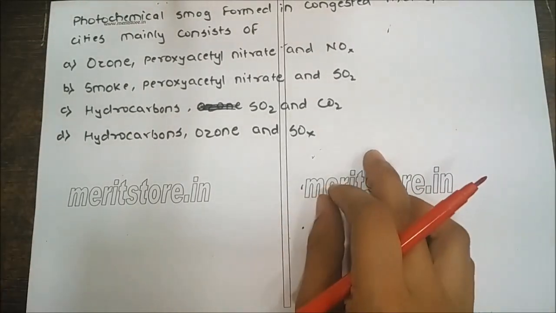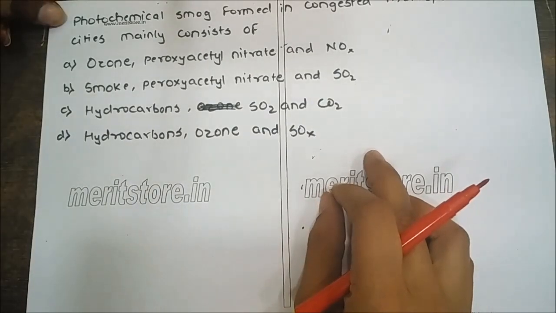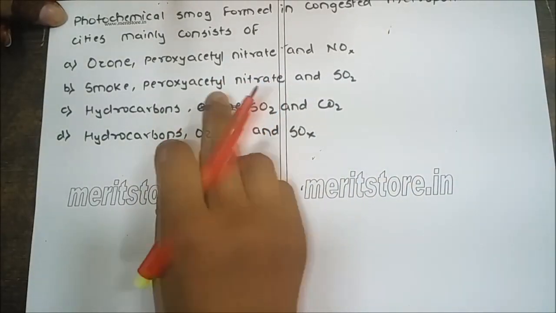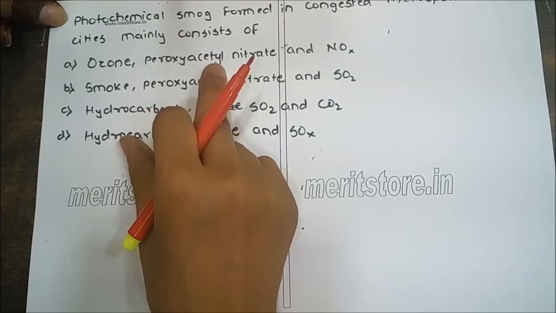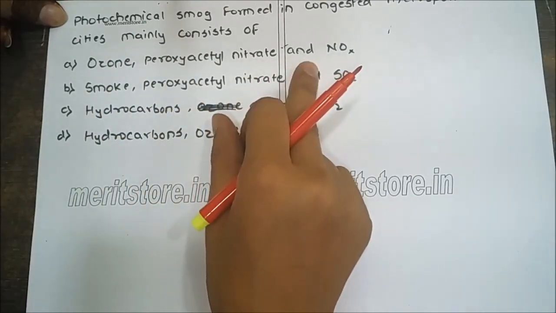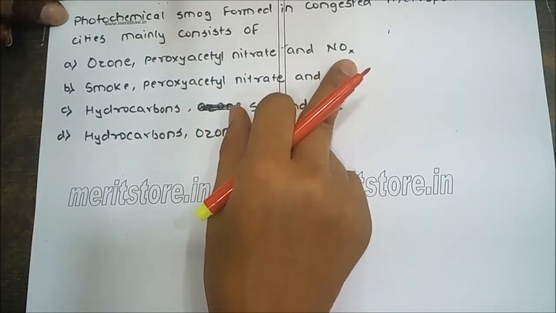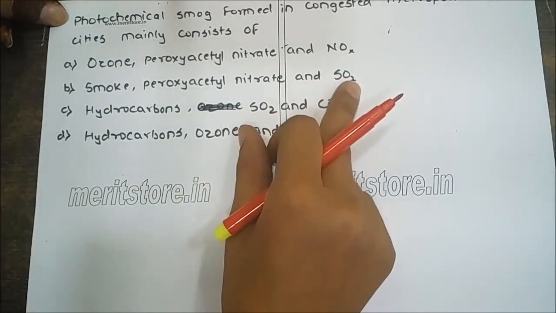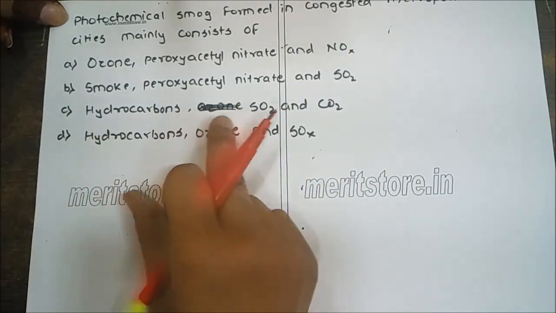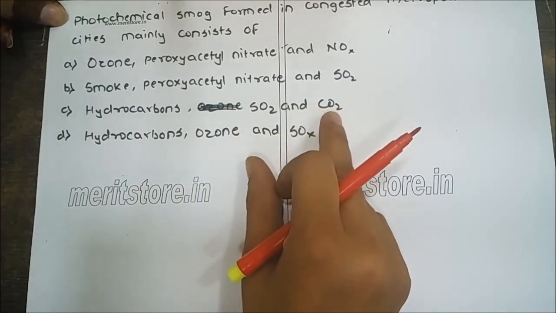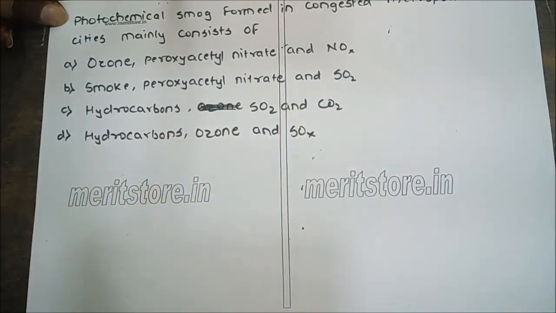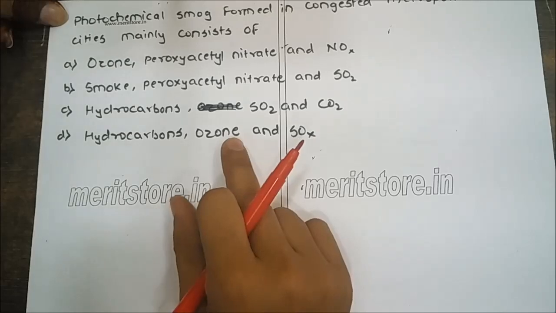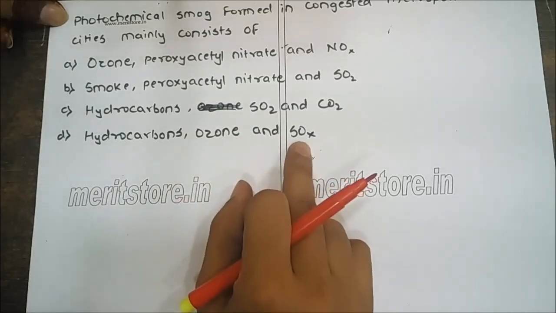Photochemical smog formed in congested metropolitan cities mainly consists of: A. Ozone, peroxyacetyl nitrate, and NOx, that is oxides of nitrogen, B. Smoke, peroxyacetyl nitrate, and sulfur dioxide, C. Hydrocarbons, sulfur dioxide, and carbon dioxide, D. Hydrocarbon, ozone, and oxides of sulfur.